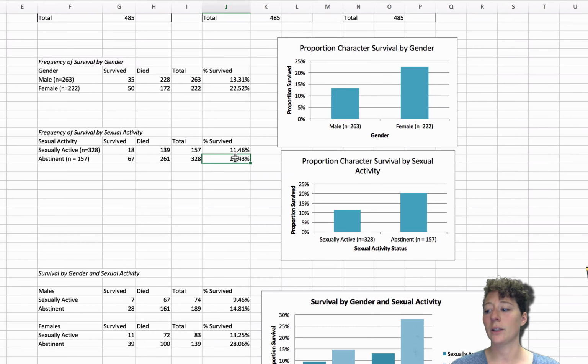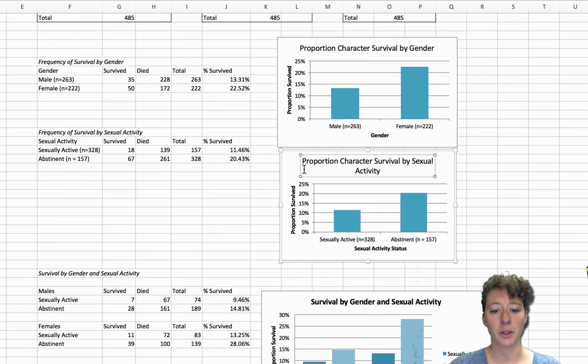If we are interested in the question, what is the proportion of abstinent characters who died, what do we divide by? What is our total that we use for the base rate? We say it right in the question. What is the proportion of abstinent characters? So our total is the number of abstinent characters. That's what we're dividing by here. You can see this is the base rate. So let's take the two graphs of our two predictor variables and see if there's an effect of each variable on survival.